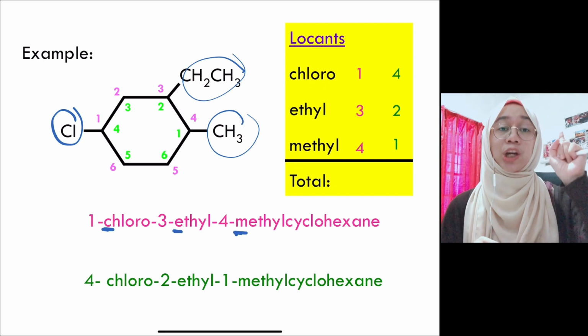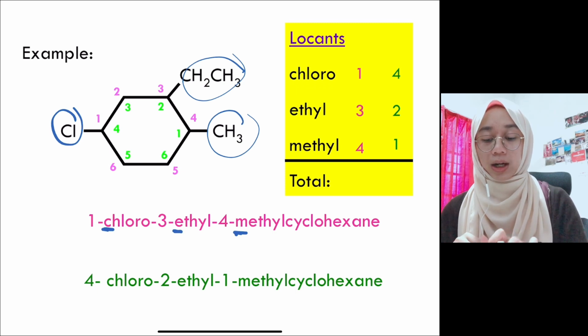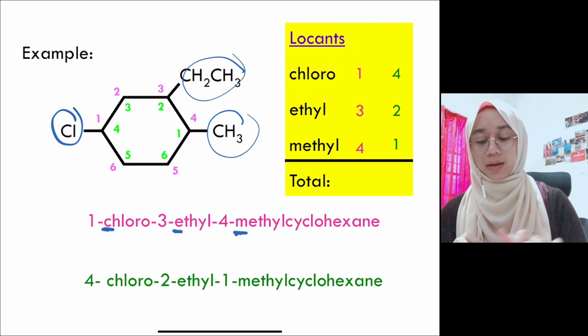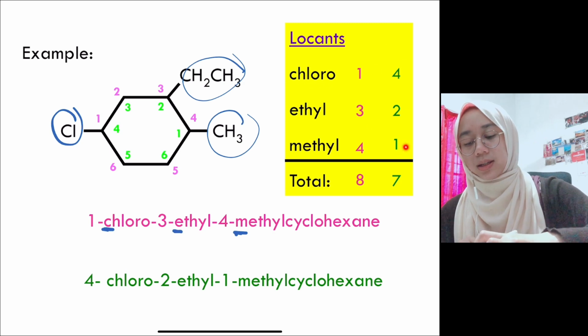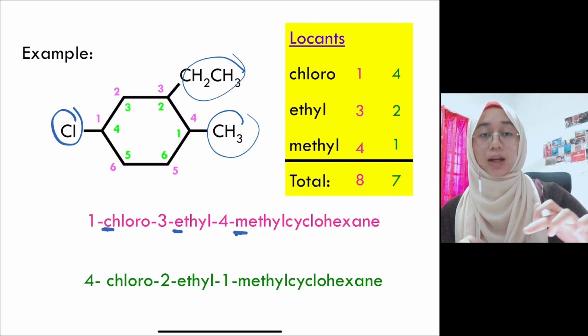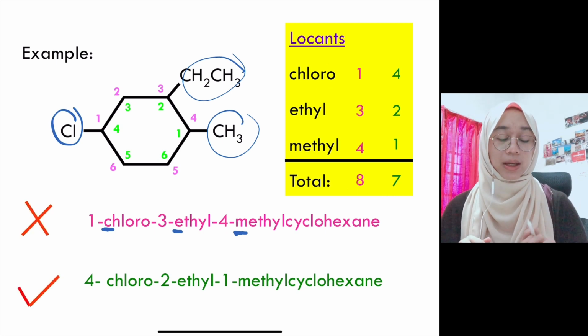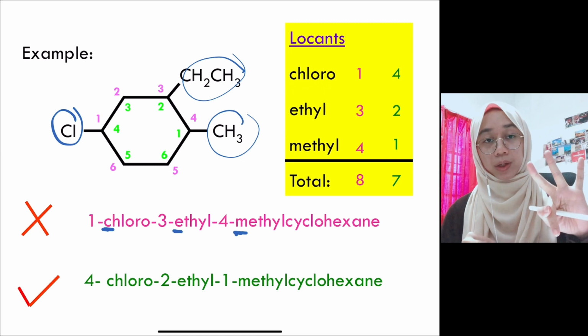Tapi sekarang ni nombor tu yang main peranan. Jadi kalau kita total up the value yang color pink ni, you get 8. But if you total up the green one, you will get 7. So bermaksud total of locants dekat sebelah yang warna hijau ni lagi kecil daripada yang warna pink ni. Therefore the correct name would be yang hijau, bukannya yang pink. That is the case kalau ada 3 substituent ke atas.